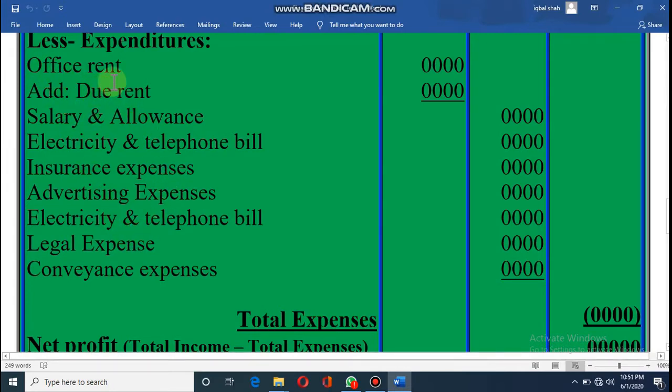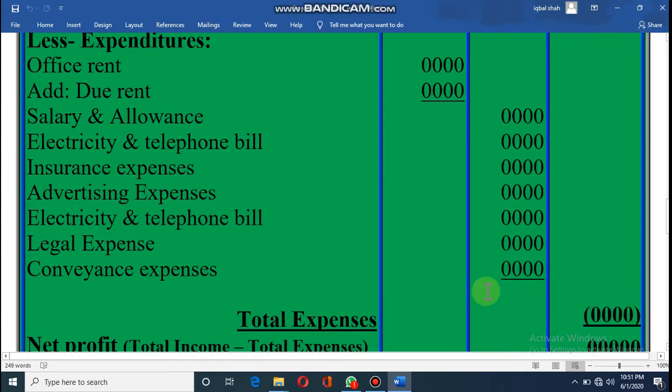Dear student, one important thing you have to learn: if any expense is paid in advance, then we have to subtract it from the concerned expense. If any expense is due, we have to add it. Look at here, office rent is here and due rent we have to add. Then you write the net amount here. Then all expenses we will write in this second column. Then we have to add up the total expenses, and total expenses will come in this column.